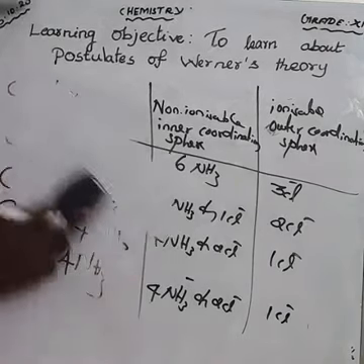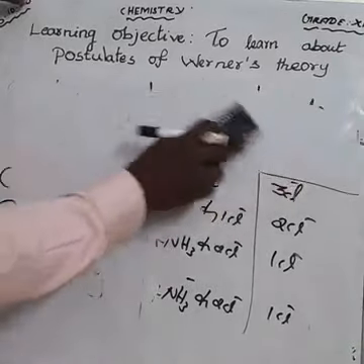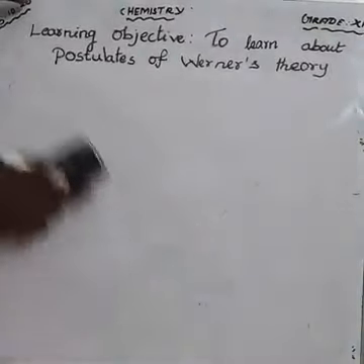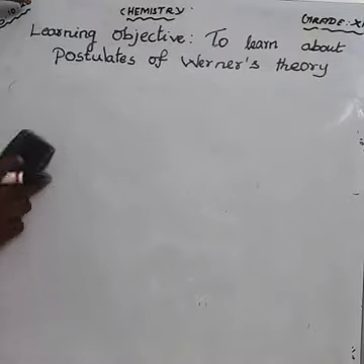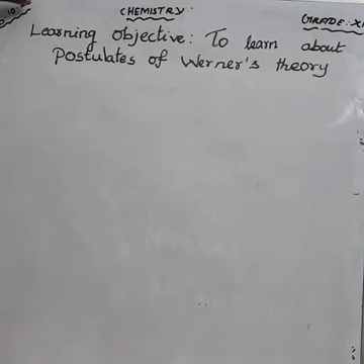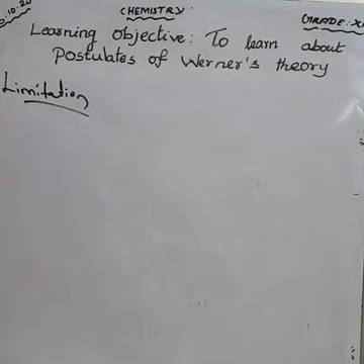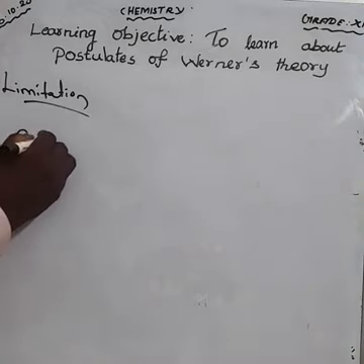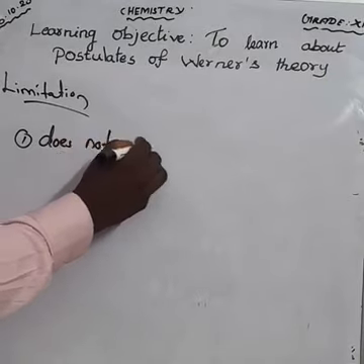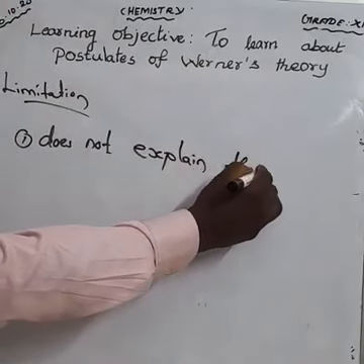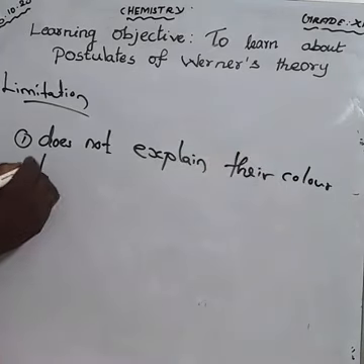Anyhow, Werner's theory has some limitations. What are the limitations of Werner's theory? He explained a number of properties of coordination compounds, but he does not explain their color and magnetic properties. That is one of the limitations: it does not explain the color and magnetic property.